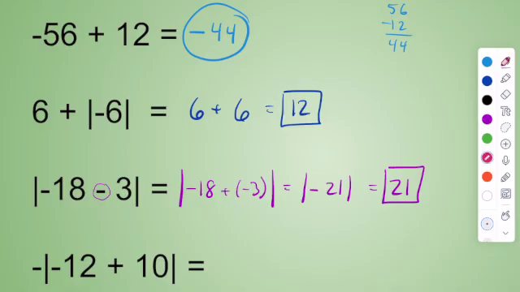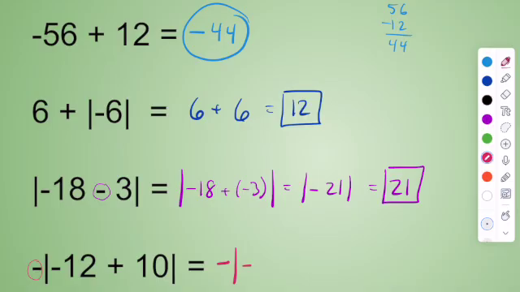Last on this page, we have the opposite of the absolute value of negative 12 plus 10. We have to keep that negative on the outside until we deal with everything inside. I don't need to flip anything because it is addition. Is the answer to the inside positive or negative? Negative, because negative 12 has a greater absolute value than 10. So it's going to stay negative.